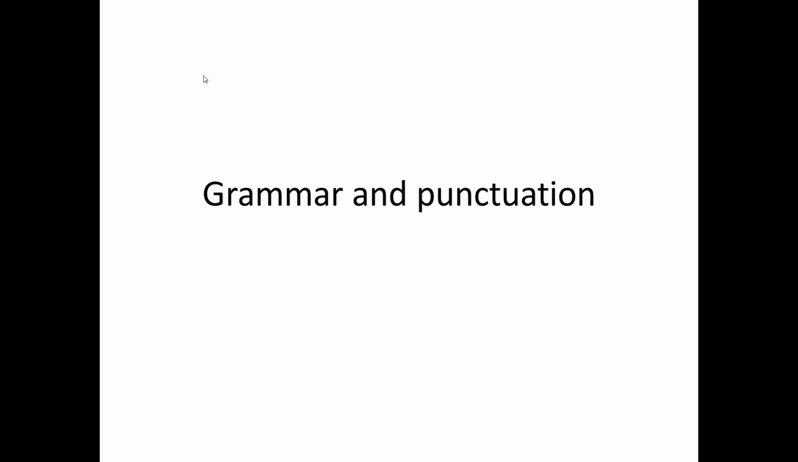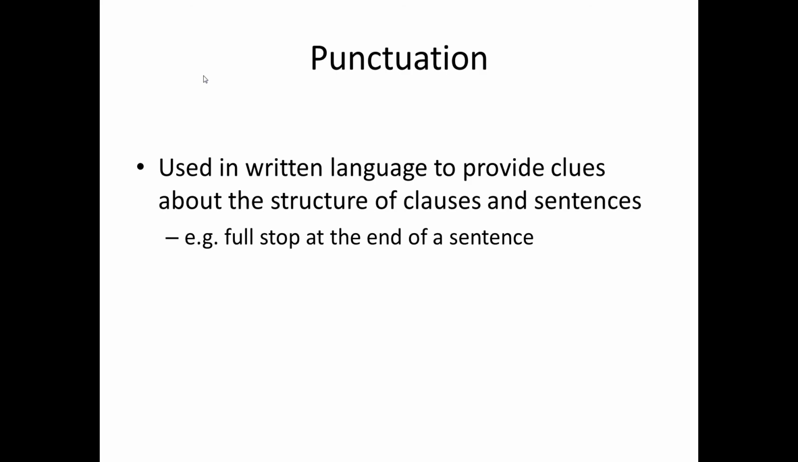We noted in the previous lecture that there are some clues we use in spoken language which are not available in written language, such as intonation and pauses. When we speak, we typically use these clues to indicate something about the structure of our sentences, such as where one clause ends and the next one begins. In writing, we use punctuation to provide clues about the structure of clauses and sentences.